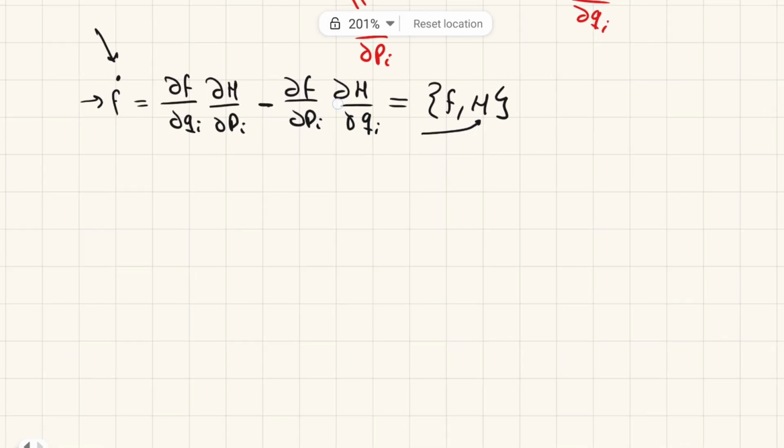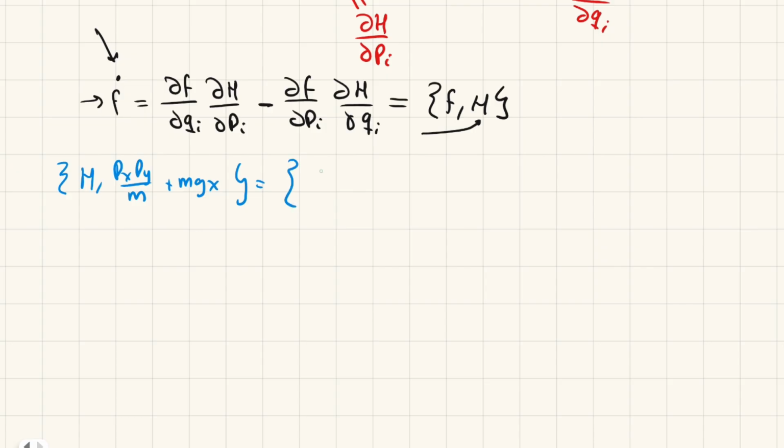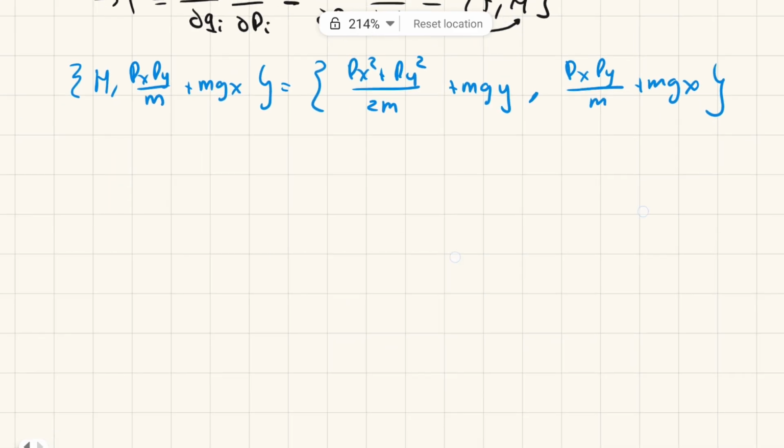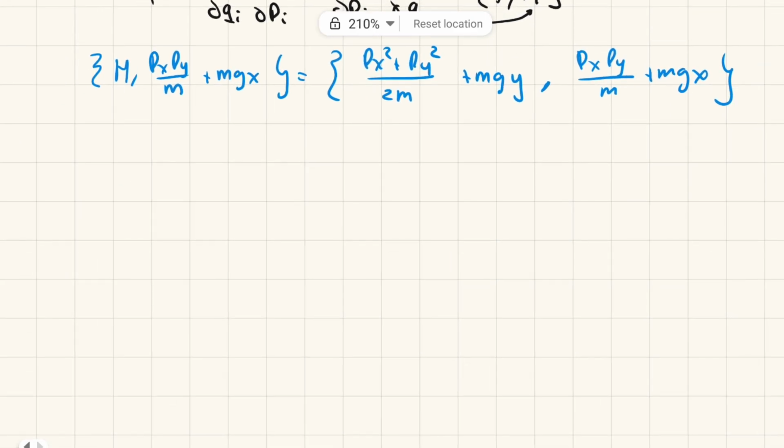So let's establish the Poisson bracket of h with px py divided by m plus mgx, where h is px squared plus py squared divided by 2m plus mgy, comma, px py divided by m plus mgx. And how are we going to calculate this? We can use a lot of properties that you know the Poisson brackets have. So we are going to calculate some part of this with the properties and another part with the definition, just to practice.